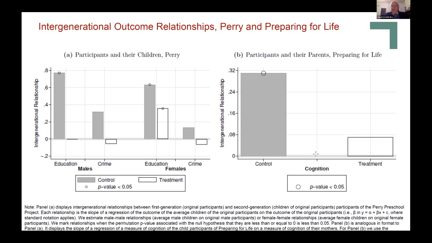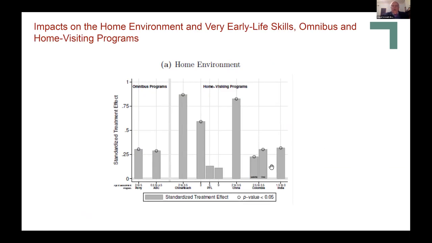Again, the beta that I talked about is zero. And so what we see in these programs like Perry and ABC, in both programs, the home visiting programs or these omnibus programs that do more like ABC and Perry, the programs that are featured as iconic programs, in terms of improving the home environment, the improvement comes more from the programs that are home visiting programs.